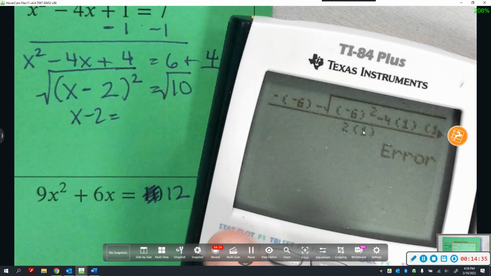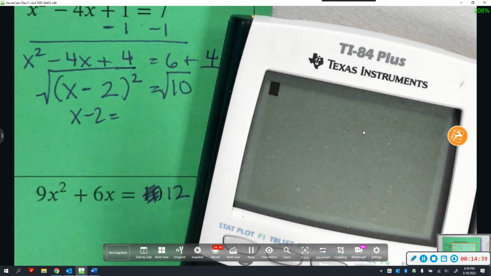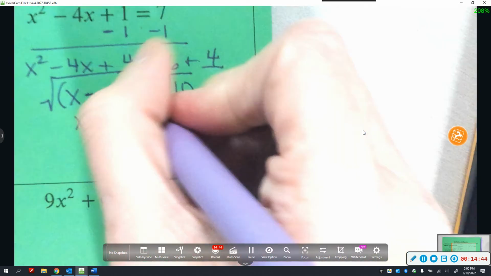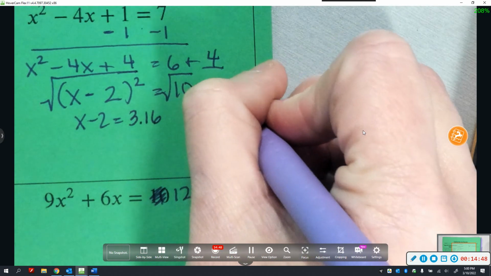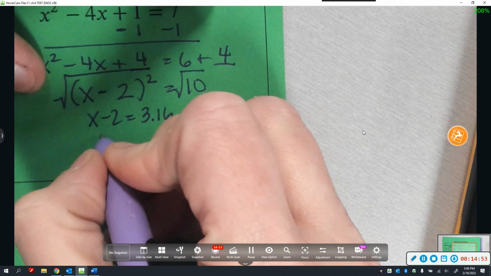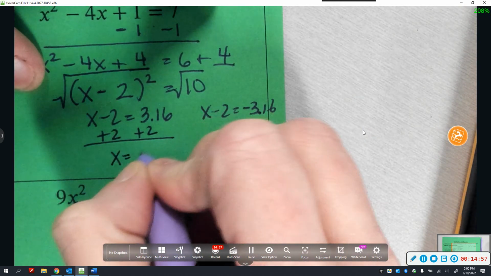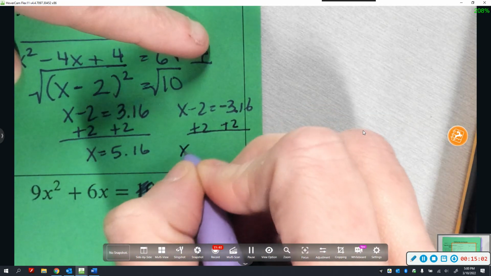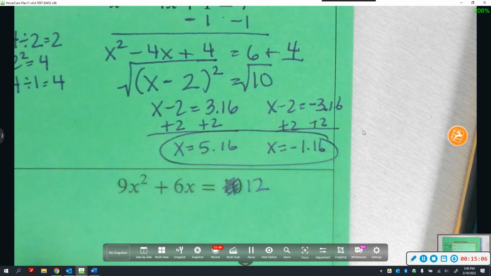Okay, so square root of 10 is 3.16 and negative 3.16. It's okay, I have a calculator, I'm not scared. So I get x equals 5.16 and I get x equals negative 1.16. And there's my solution. Again, no biggie.